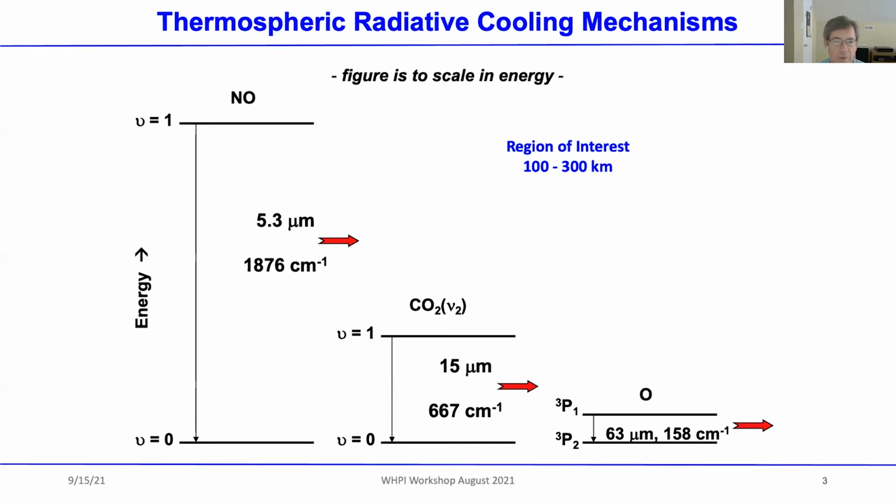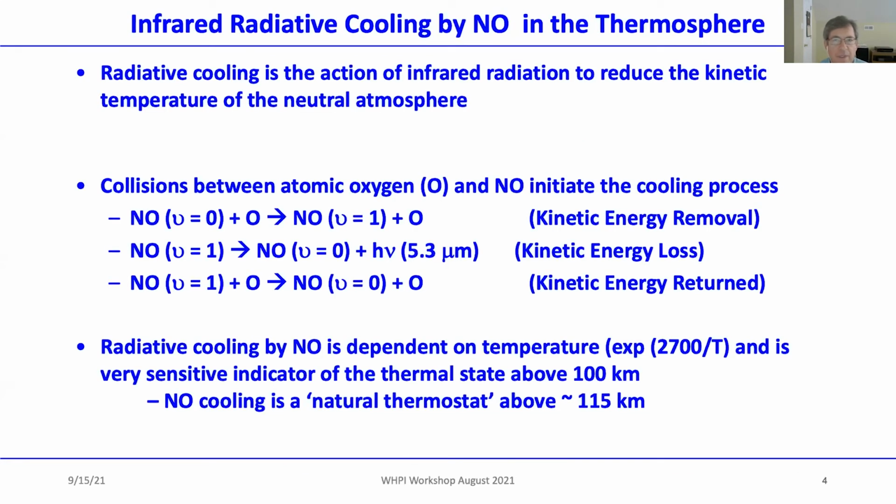And so that's the one we're going to focus on in developing this thermosphere climate index. And taking a little bit more look at this, again, just to emphasize, when we talk about radiative cooling, it's the action of infrared radiation to reduce the kinetic temperature of the neutral atmosphere. And that's accomplished by collisions between atomic oxygen and nitric oxide. To initiate this process, you have a nitric oxide and an atomic oxygen colliding, and some of that energy is converted into the fundamental vibrational mode of nitric oxide, removing kinetic energy from the atmosphere temporarily.